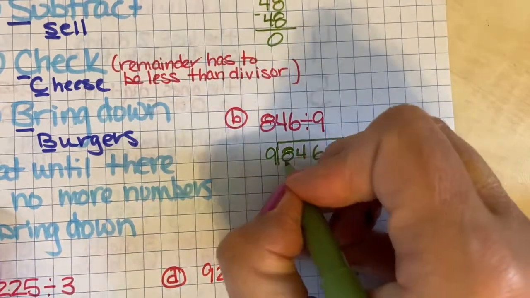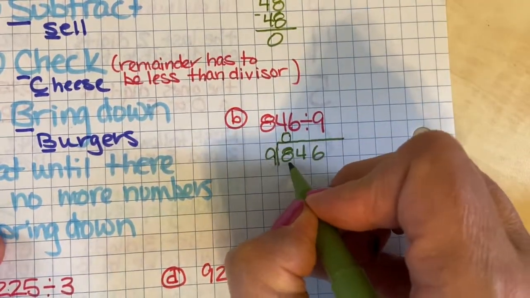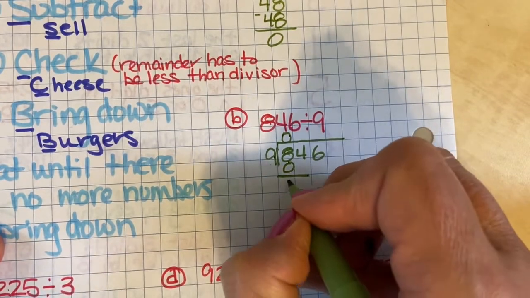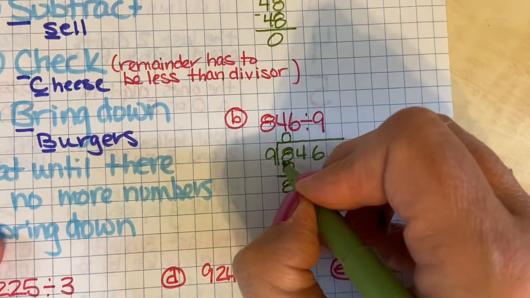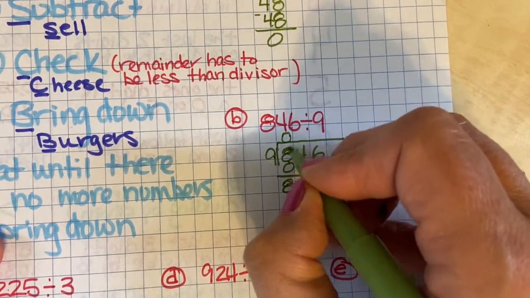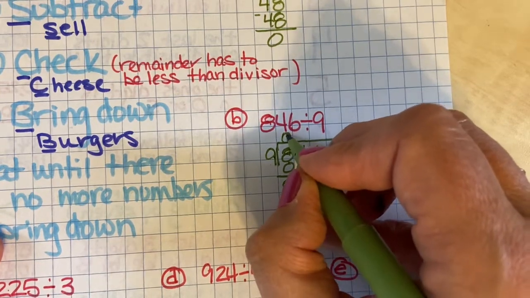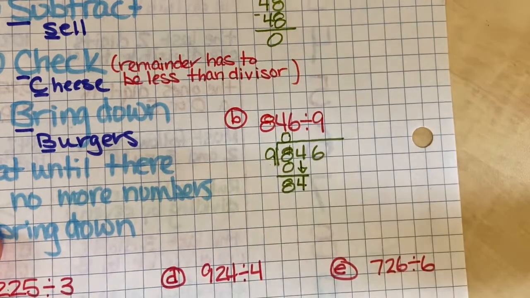All right, 9 doesn't go into 8. So I'm going to put a 0 there. I'm going to multiply 0 times 9. And I'm going to subtract. Okay? Now I could also say, how many times does 9 go into 84? If I want to skip the 0 step, I would just leave that blank. But when you're first starting in long division, this is a good idea.